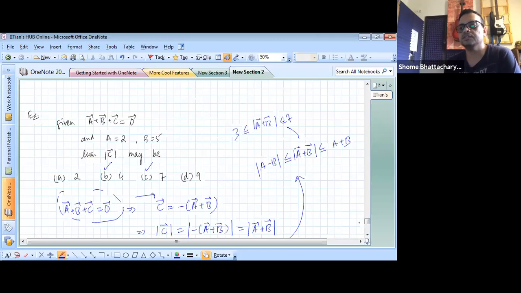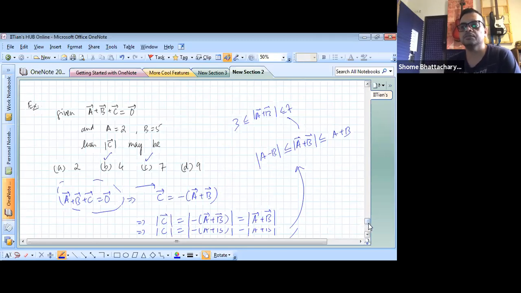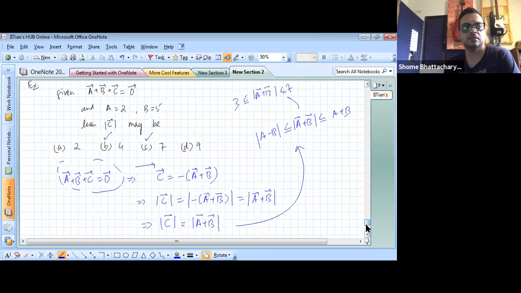No, you cannot do that, because we don't know the angle between them. So we can only estimate. Theta is not given, so we cannot calculate what mod C is. But we can rule out that 9 is not possible. Whatever the angle theta, it is not possible for it to be 9 because it cannot exceed 7. And similarly, it's not possible for it to be 2, because no matter what the angle, it cannot be.